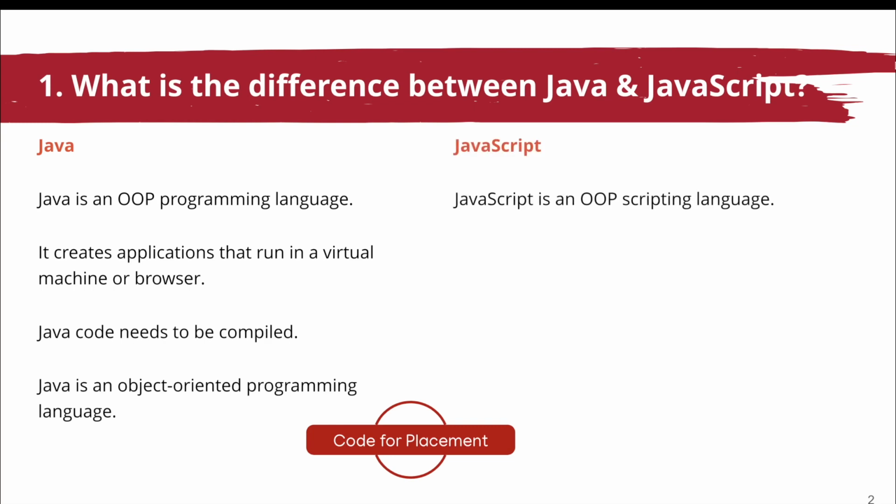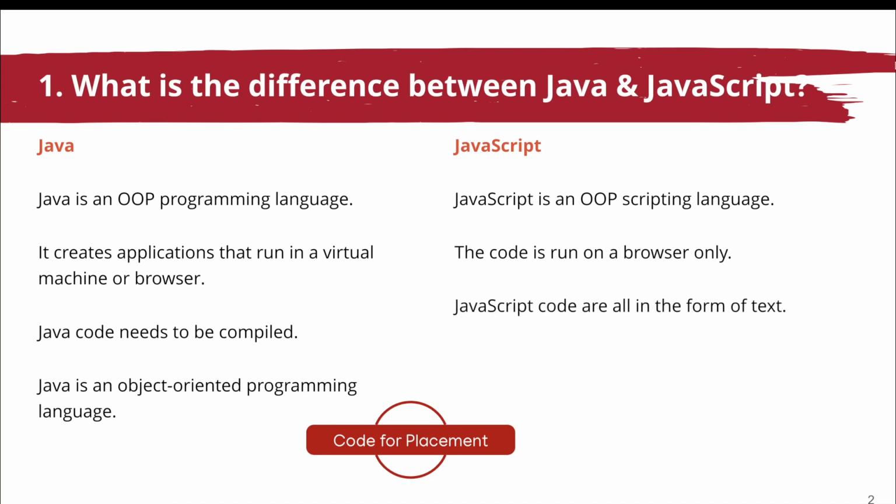JavaScript is an object oriented scripting language. The code runs on a browser alone. JavaScript code can directly run on any of the browsers. JavaScript code is all in the form of text alone. So JavaScript does not need to be compiled every time we run the code.